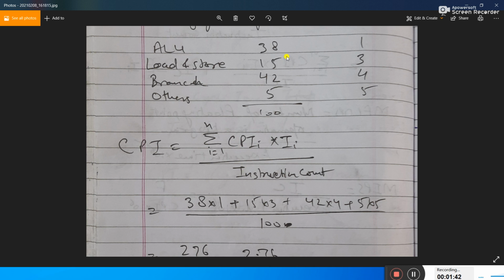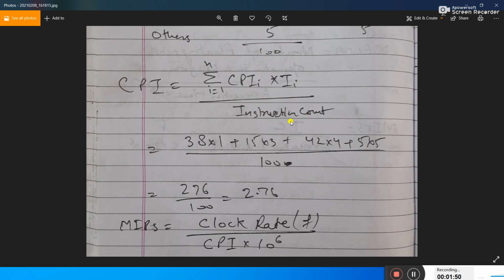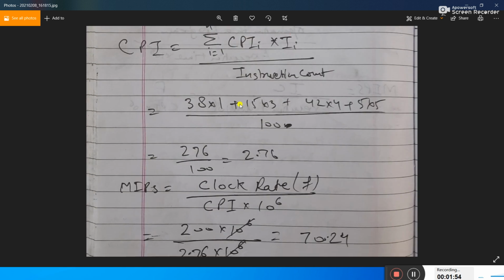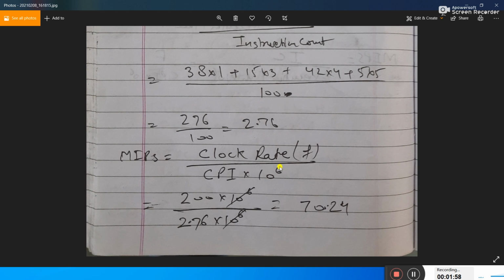So we multiply 38 by 1, 15 by 3, 42 by 4, and 5 by 5, and divide by IC, the instruction count. The number of instructions is 100. So we get the value 2.76. Now what is MIPS, million instructions per second? It is clock rate divided by CPI multiplied by 10 raised to the power 6. So we will get the value 70.24.